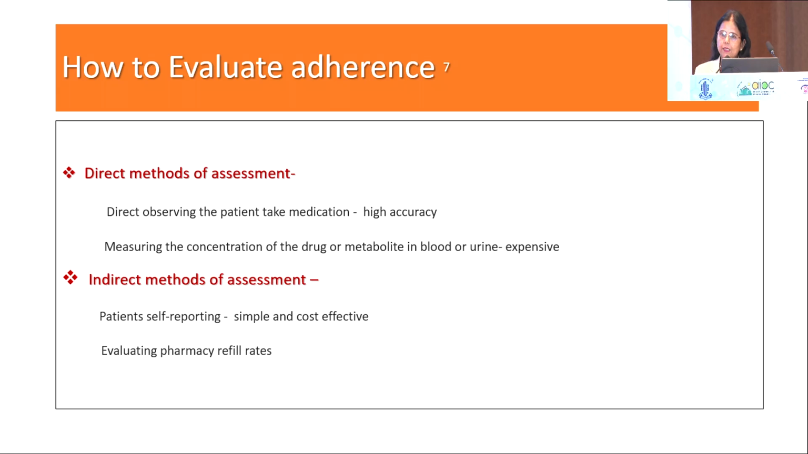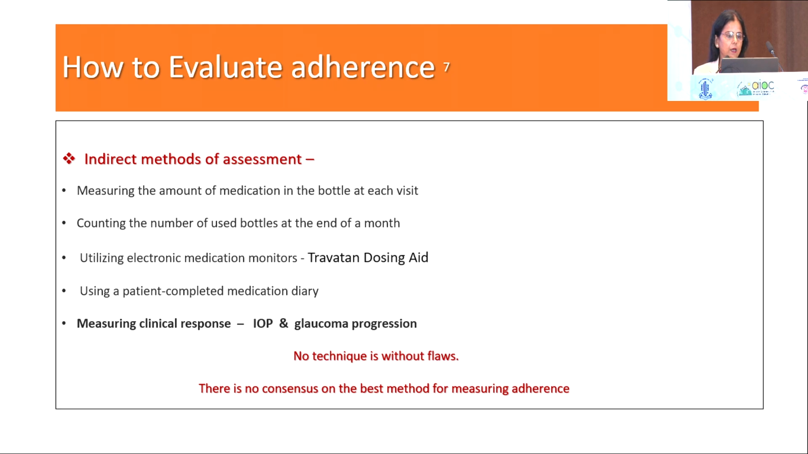It can be patient self-reporting, where the patient says that I am putting the medication, and we can ask certain questions about the awareness and understanding of the disease, about the medication, which drop, at what time the patient is putting. That is one method. Second, we look at the refill rates: how many drugs the patient has used in the period, or measuring the amount of medication in the bottle. We see whether the bottle is full or empty, or we can count the number of bottles the patient used at the end of the month. These are all indirect methods.